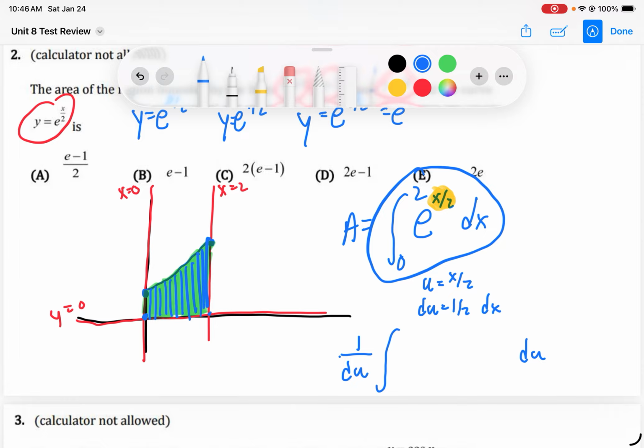So I'm going to change my limits of integration. Don't forget that. So 0 over 2 would still be 0. But plug in 2 for the x, 2 over 2 would just be 1. This would be e. And I'm going to replace x over 2 with u because that's what it's equal to. And the dx is still there.